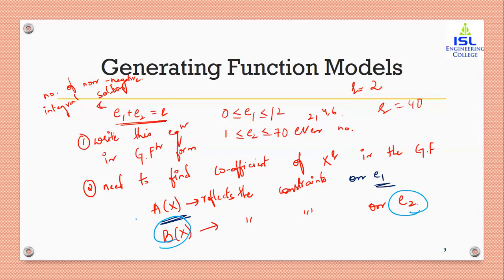Now after that, we will create the generating functions and then find x power r. So now suppose E1 can only be 0, 1 or 9, then a of x, our generating function which reflects E1, can be given as 1 plus x plus x power 9.